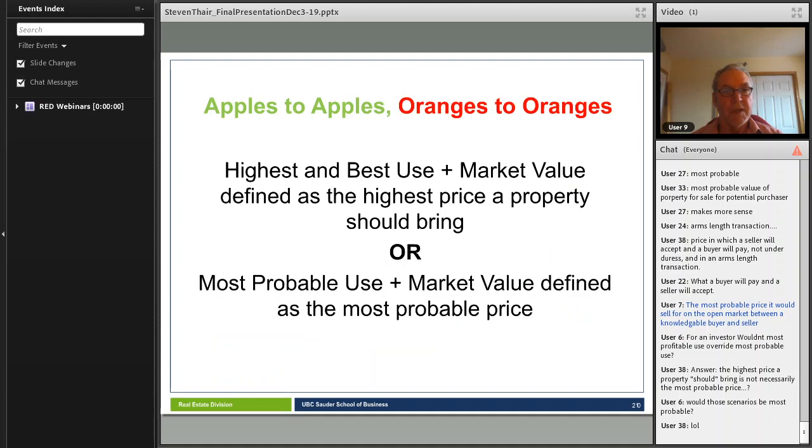Sorry, I'm trying to get back to my apple slide here. So what's happened over the last 40 years in North America is that we moved from market value defined as the highest price to market value defined as the most probable price. That's all well and good. I think it's a good move. But then we didn't follow through and change the definition of highest and best use from most profitable to most probable.